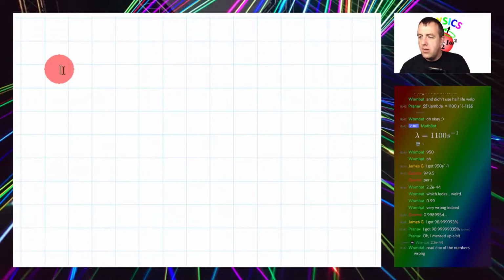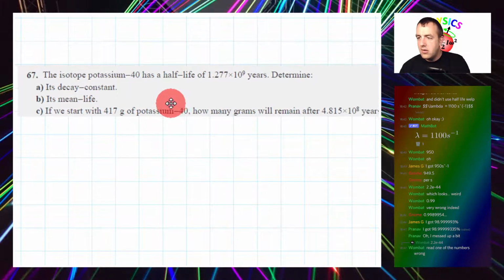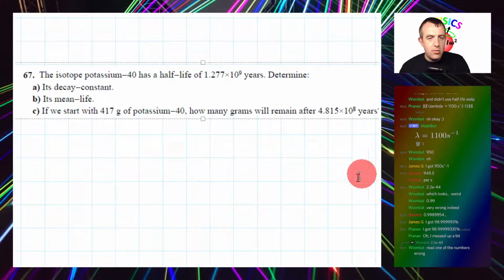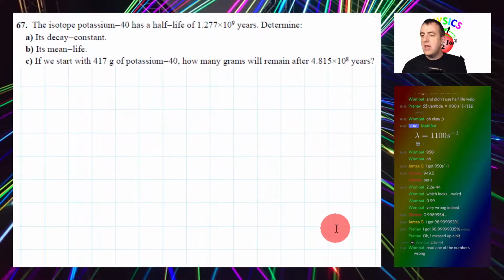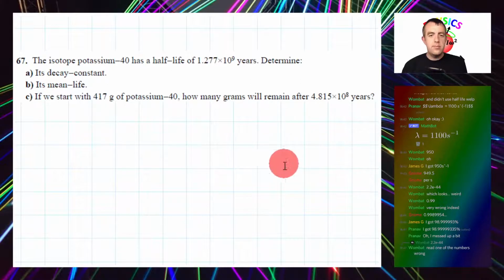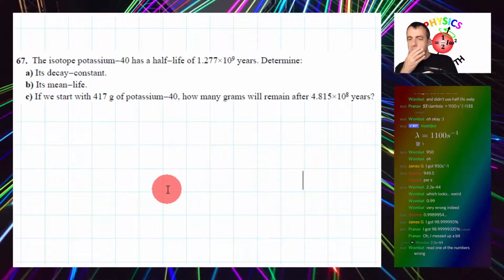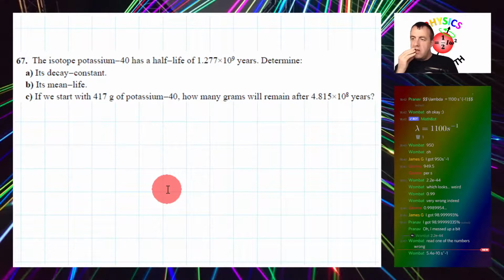So here's 67, and here's a pretty typical question. I might have to just make it smaller. Oh, just fits. Look at that, just fits. Okay, pretty typical question. Let's see how you fare. Let's all start with the decay constant. Okay, so I think we need to be quite careful about units here, don't we? I think we have to be quite careful about units.